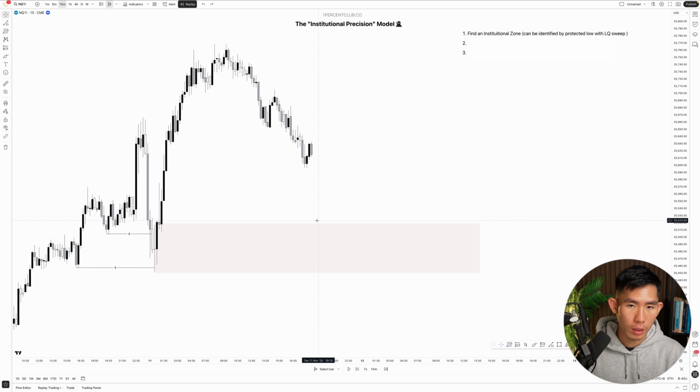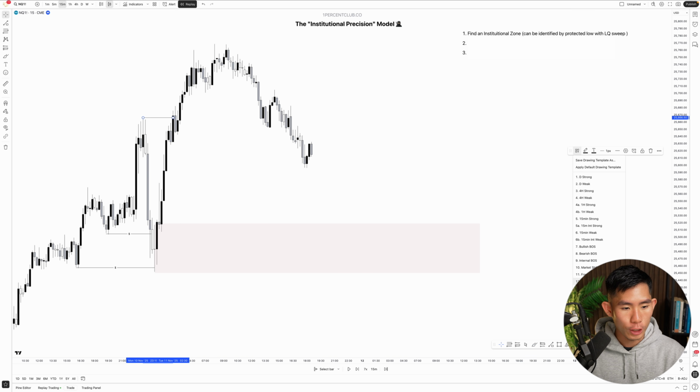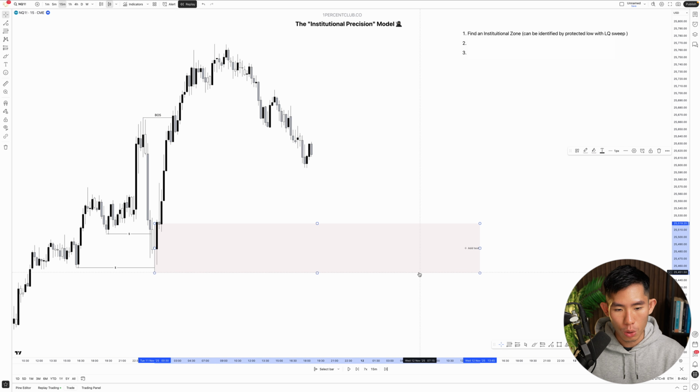Now, another key characteristic of an institutional zone is that it has to lead to a break of structure. Right, so over here, price created a swing high, comes down, later on, demand overpowers supply, causes price to head up tremendously and break structure by taking out this swing high right here. So this demand zone led to a bullish break of structure, and it was also formed after a protected low, right? After a swing low that swept liquidity itself.